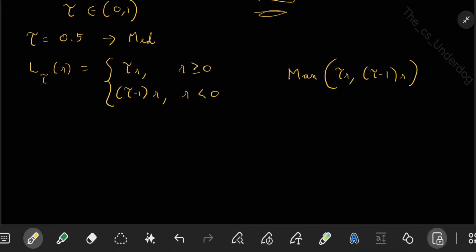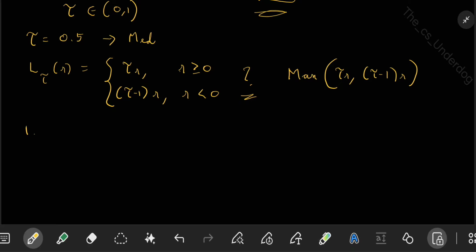Next question is, what is the intuition behind this? What is the intuition behind choosing these particular terms as the quantile loss function? This is the most important part of this lecture, because if you understand this intuition, it is easy for you to understand quantile loss. You will automatically understand what quantile loss is.